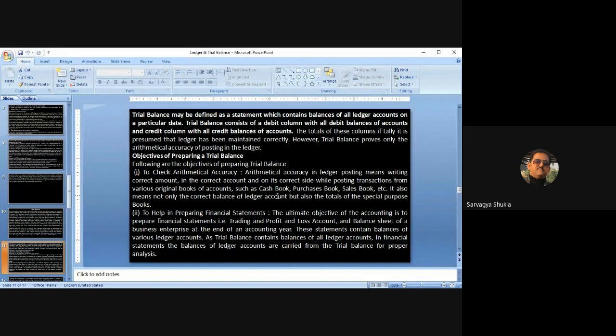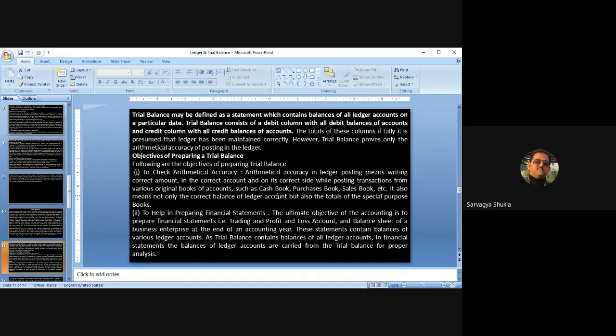First one is to check arithmetical accuracy. Arithmetical accuracy in the ledger posting means writing the correct amount in the correct account and its correct side, while posting transactions from the various original books of accounts such as cash book, purchase book, sales book, etc. It also means not only the correct balance of the ledger accounts, but also the totals of the special purpose books.